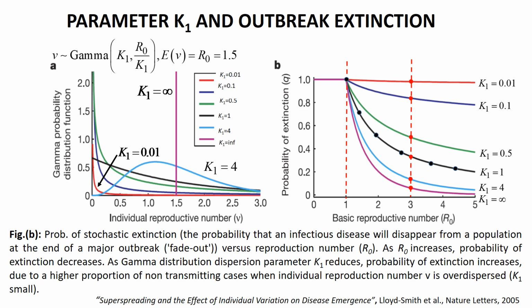So in summary, probability of stochastic extinction, that's the probability that an infectious disease will disappear from a population at the end of a major outbreak, that's called fade out, versus reproductive number R0. As R0 increases, the probability of extinction decreases. As the gamma distribution dispersion parameter K1 reduces, the probability of extinction increases due to a higher proportion of non-transmitting cases when individual reproduction number v is over-dispersed. That means when K sub 1 is small.